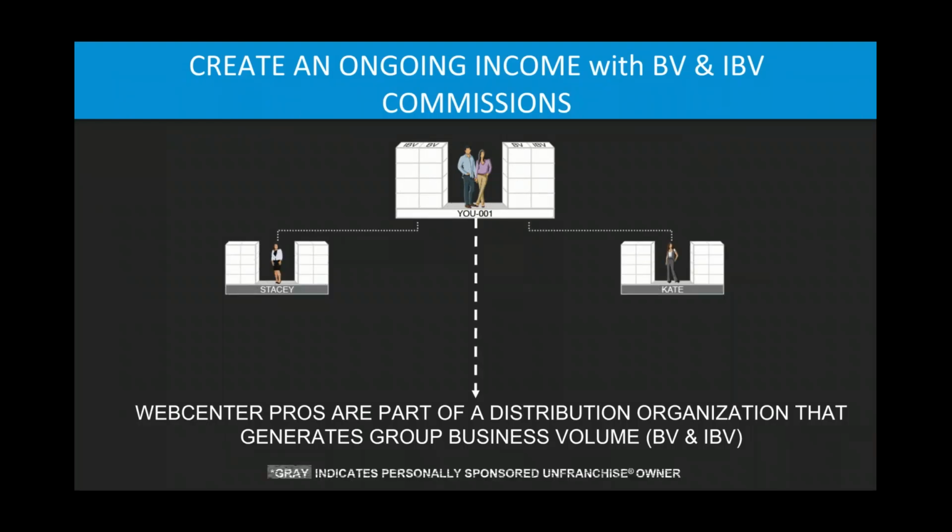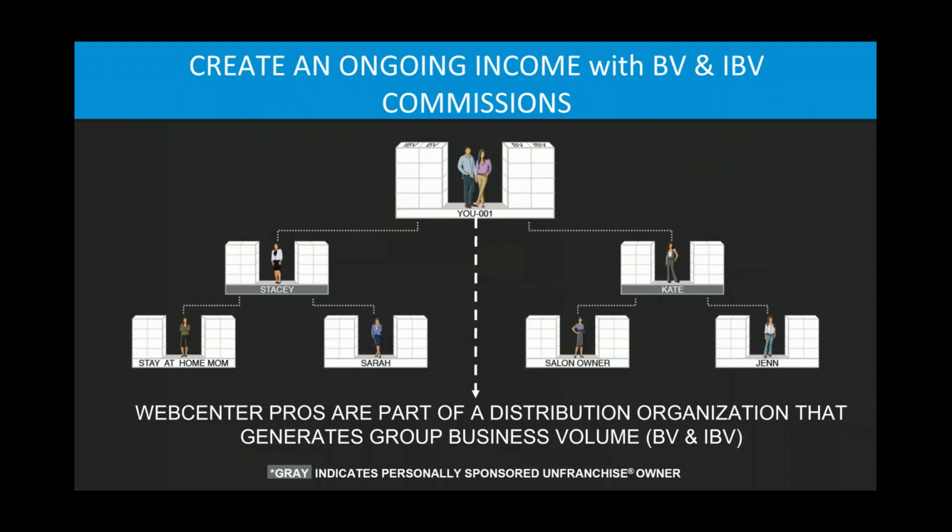So the idea is that Web Center Pros are part of the same distribution organization that generates group business volume, BV and IBV. So it could be Stacy is a Web Center professional. Sarah is someone who's focused on isotonics. You've got in the picture a stay-at-home mom that might focus on TLS. And then on the right side, you might have Kate owns a gym, and then there is a salon owner, and then Jen might be a shop financial advisor. But Stacy is a Web Center professional, and she is going to accumulate all of that group volume as well.